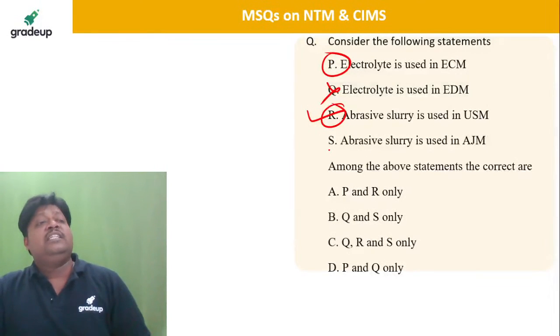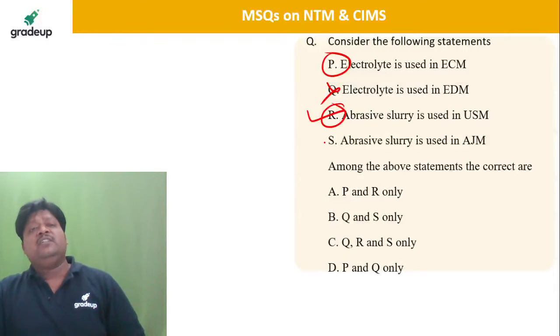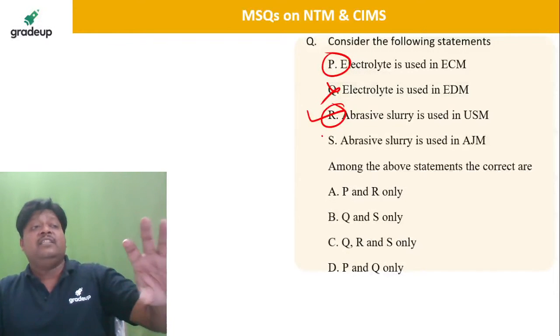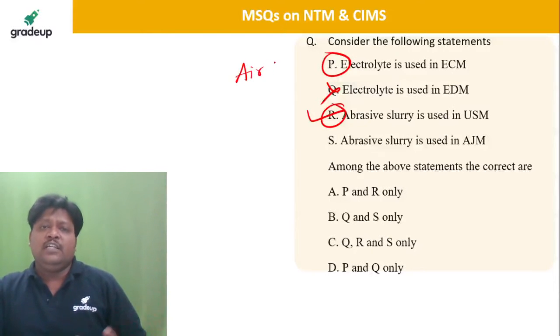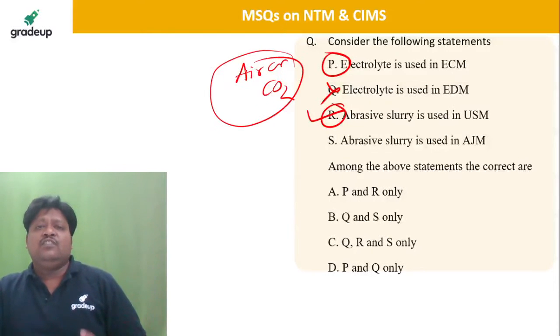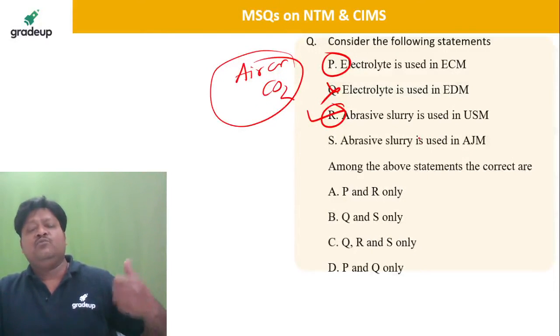Abrasive slurry is not used in the AJM. In abrasive jet machining, we have the abrasive mixed with either air or CO2. So slurry is not there. The abrasive is mixed with and moving with high speed air or CO2. So yes, P and R are the correct statements.